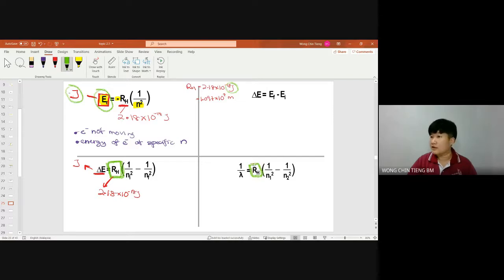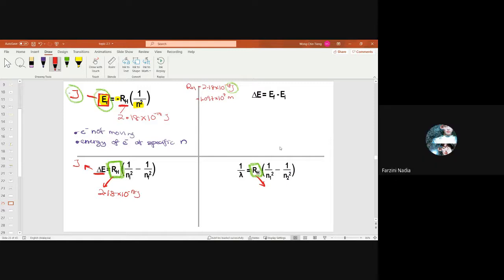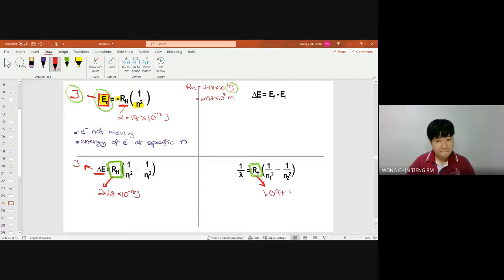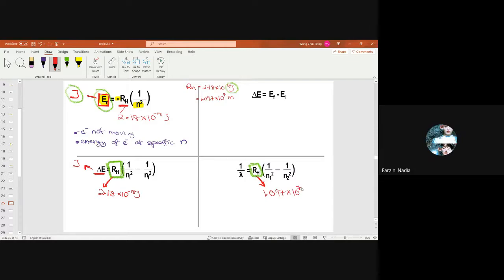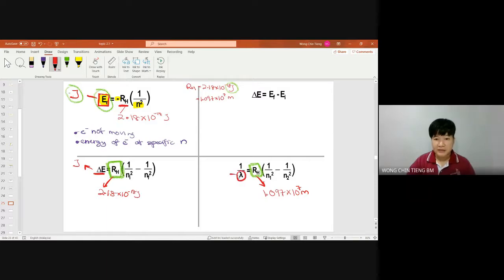Next, I have another RH on my screen. Another RH over here. Fanzini? Yeah. Nak kena guna yang 1.097 darab dengan 10 kuasa 7. Sebab? Sebab kita nak cari wavelength. Wavelength kat sini mesti meter. Kenapa wavelength kat sini mesti meter sayang? Sebab meter. Okay, so unit dia mesti meter. Tak boleh nanometer. So, I have the four formula over here.